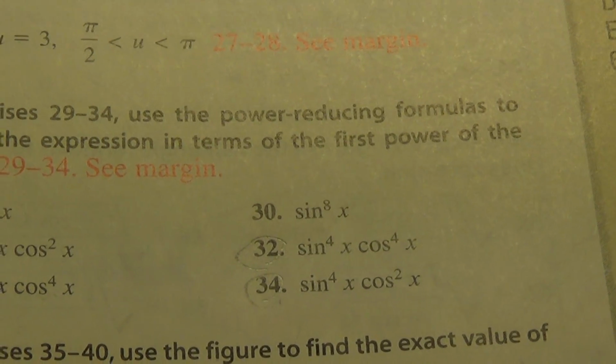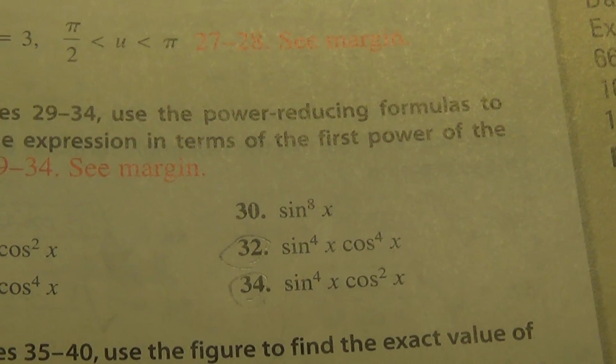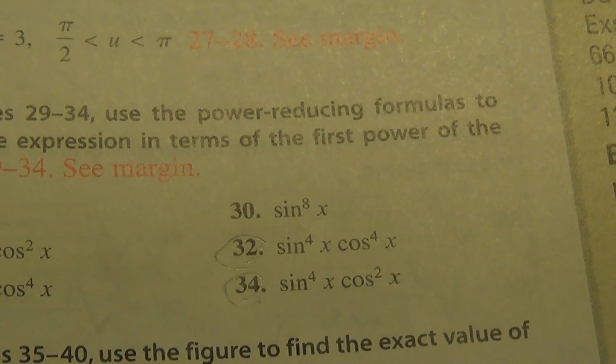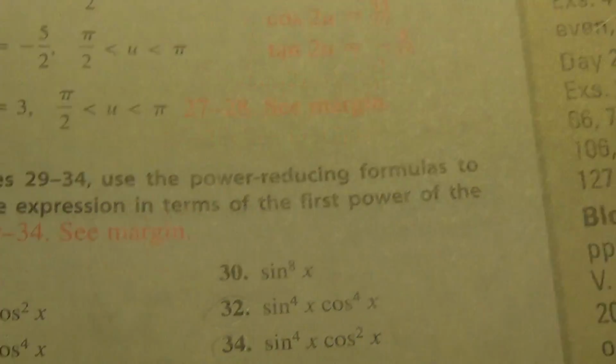So sine to the 4th of x, cosine squared x. If you have finished, then you have finished, and there's nothing for you to write much in your comp book tonight.